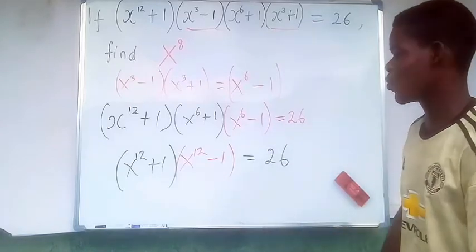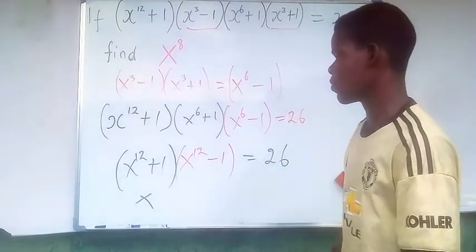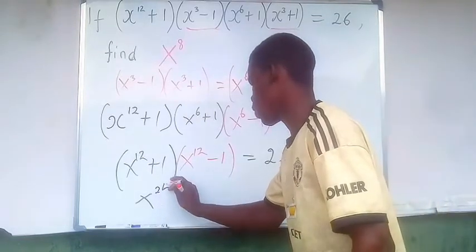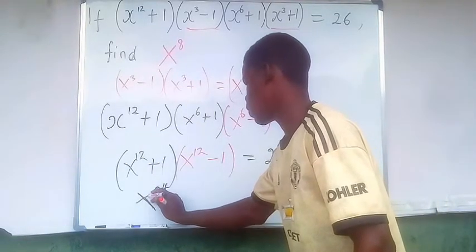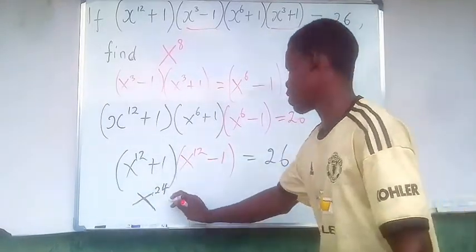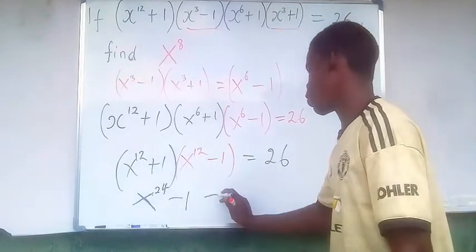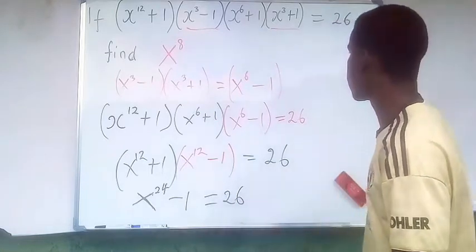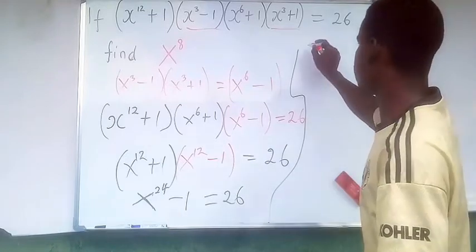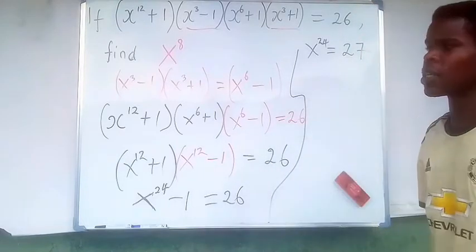Okay, so at this point, we still find our difference of two squares, which are what? x to the 12 squared, that's x to the 24. 1 times negative 1 is just negative 1. I say negative 1 squared, just negative 1. Equal to 26. Now we go ahead and make x to the 24 the subject of the formula. You have x to the power 24 is equal to 27. That is by adding 1 to both sides.